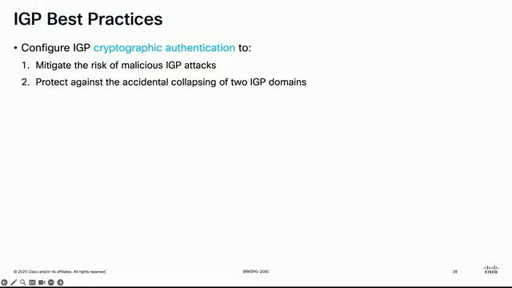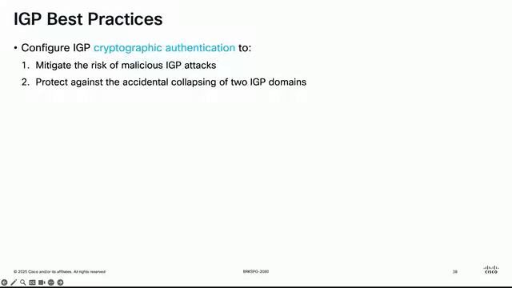So we also recommend enabling IGP cryptographic authentication. Not only does it protect against security attacks against the IGP, but it also protects against operator or connectivity errors, specifically the collapsing of two independent IGP domains. And we mentioned this connectivity issue. I know it's a kind of niche scenario, but we mention it because we've seen it. We've seen this occur in a production network, which caused a network outage.